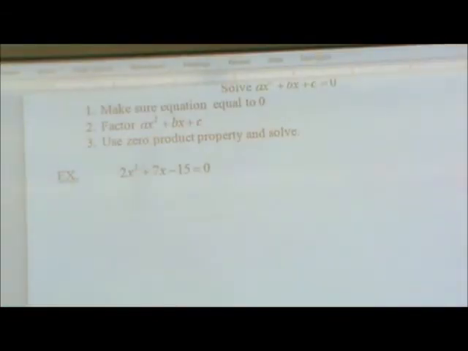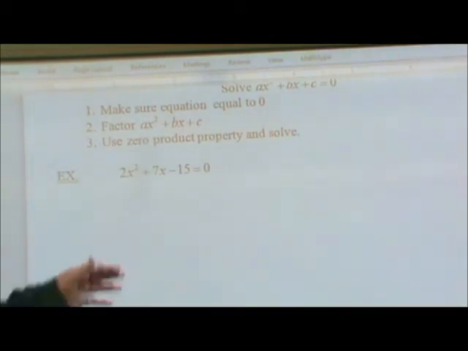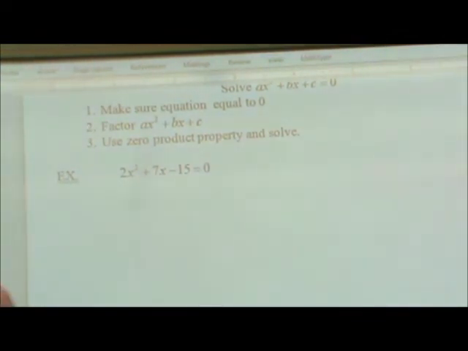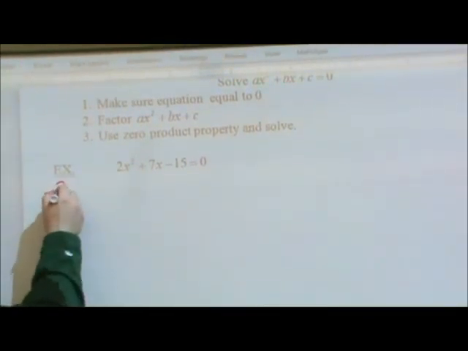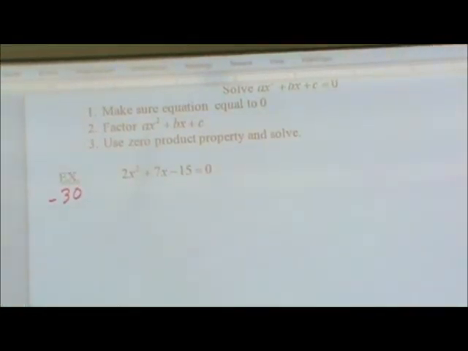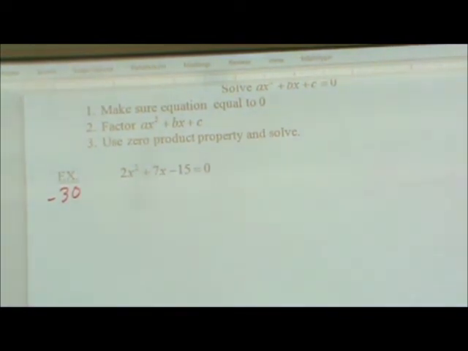When we have an ax squared plus bx plus c equals 0 equation, well, we're going to make sure, just like any equation, when we factor, we got to make sure it's equal to 0 first. This time, it's equal to 0. Good to start. Then we're going to factor the same steps we just learned up top. So we got a times c, negative 30. And we need to find two numbers that multiply to negative 30, but add to 7.